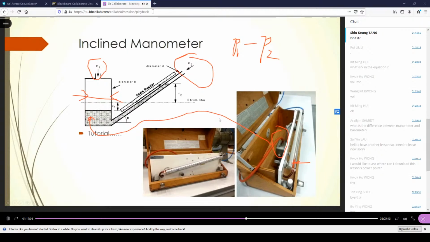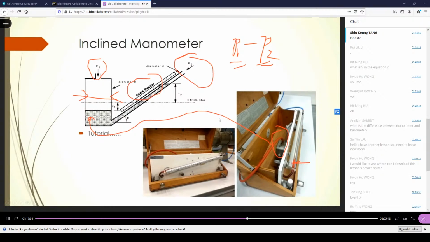So in this structure, remember, P1 here has to be larger than P2. If P2 is larger than P1, then the fluid will move down and out of the vessel bar. But that is no good. So pressure here is added in, and then presses the liquid into this inclined rim where you see some readings.